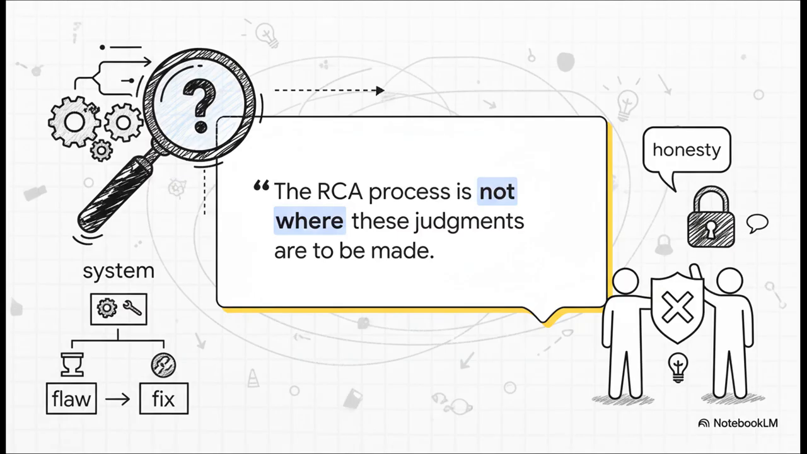And this brings us to a really important rule for any investigation. This process is not about finding someone to blame. It's about finding a problem with the system. It has to be a blame-free zone. When people aren't afraid of getting in trouble, they'll tell you what really happened. And that's how you fix the process, not punish the person.